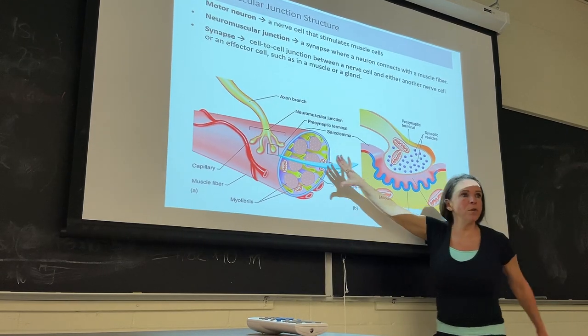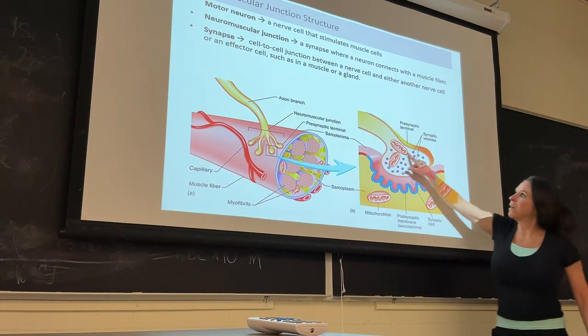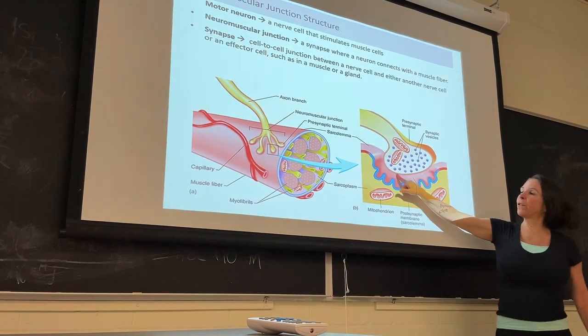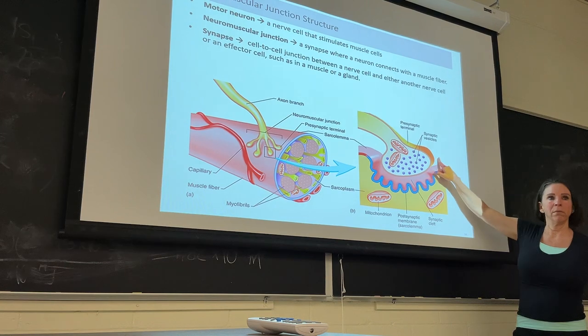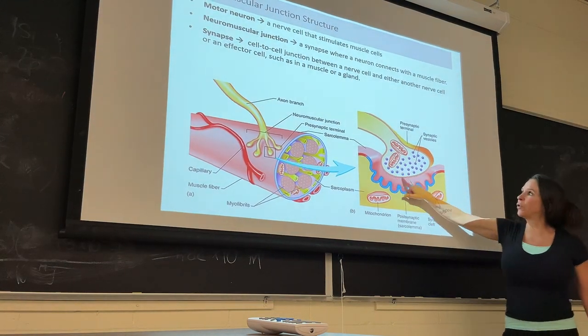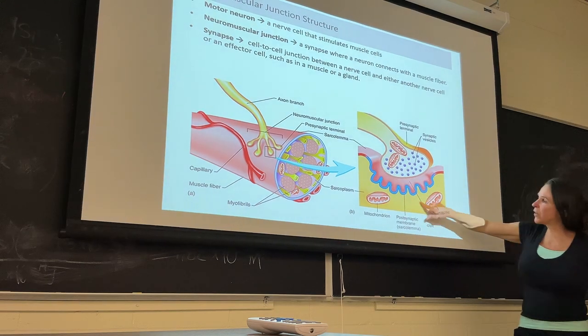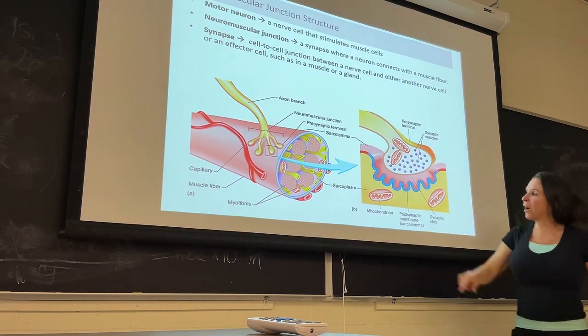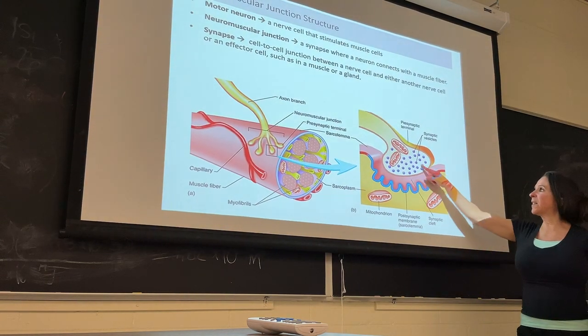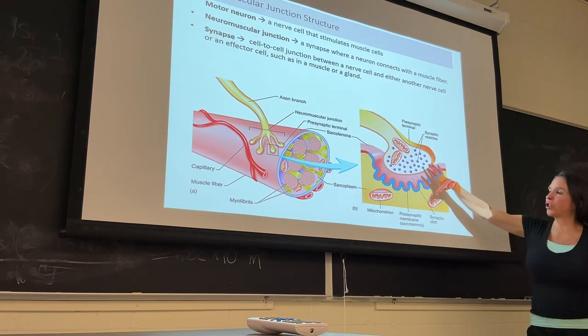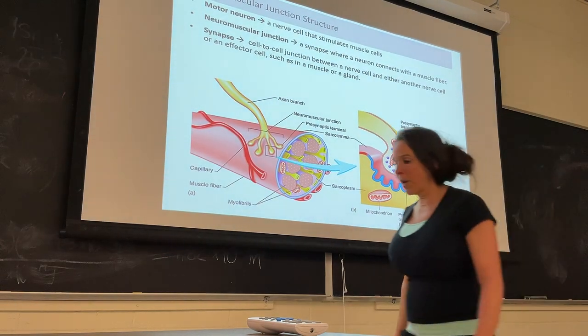Let's get a close-up view of that right here, okay? This is a close-up view. There's the frog leg really close up, that little froggy leg super close up. We're just zooming in. The neuromuscular junction. Now the synapse is that cell-to-cell connection, that junction, that connection right there, okay?